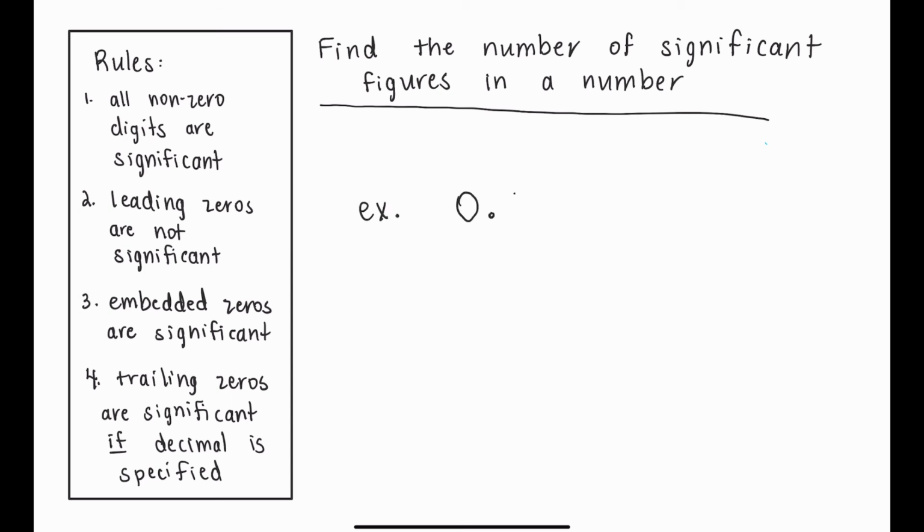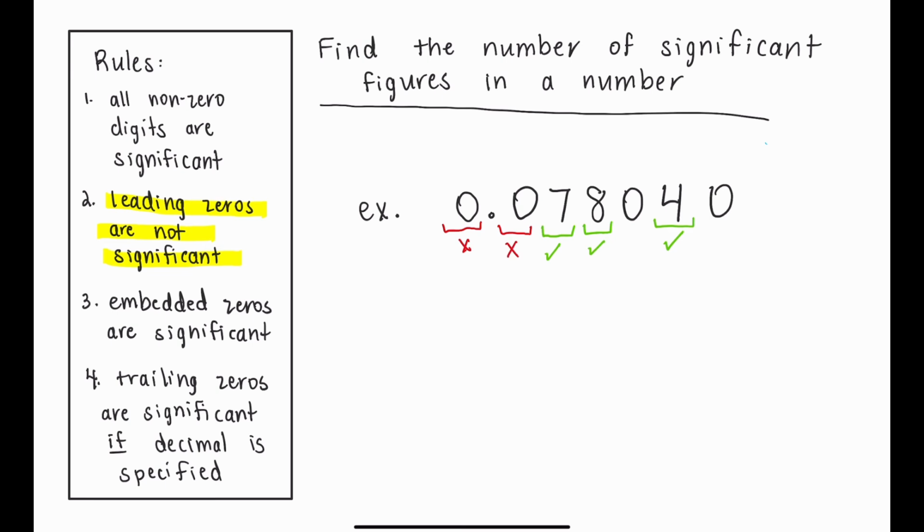Let's take the number 0.078040. Now the first rule is that all non-zero digits are significant. This will include the 7, the 8, and the 4. So far we have 3 significant figures. Our second rule is that leading zeros are not significant, so that 0 before the decimal and the 0 right after are both not significant. Our third rule says that embedded zeros are significant, and so that 0 in between the 8 and the 4 is significant.